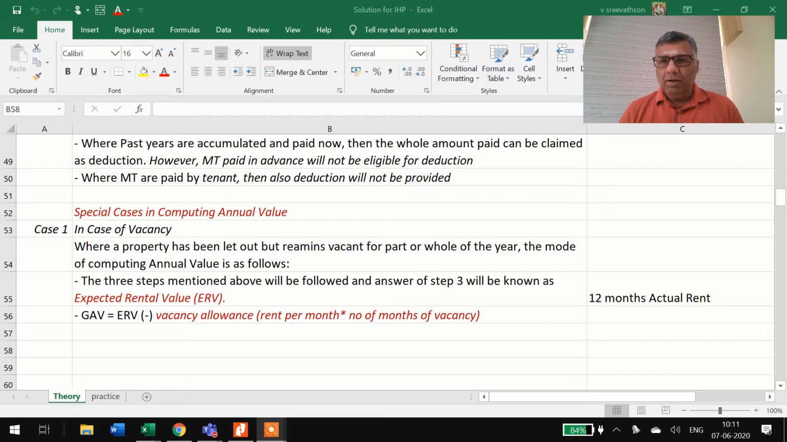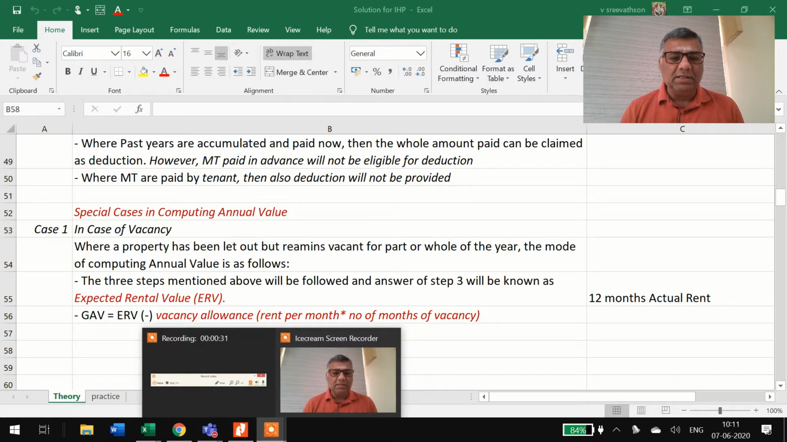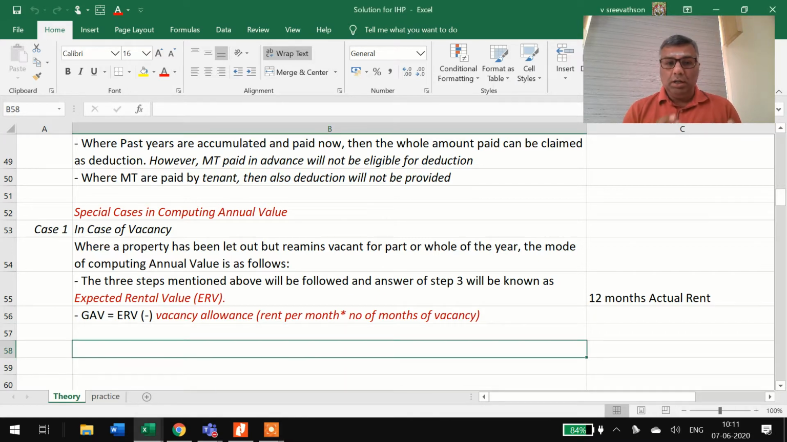We are continuing from wherever we left in the last class with regard to computation of annual value. How to compute annual value?